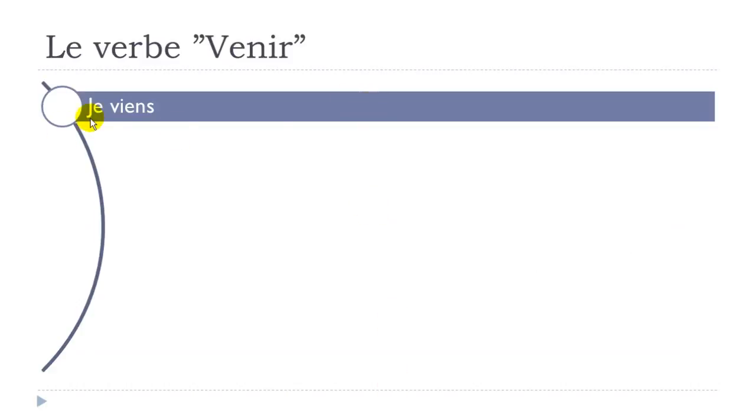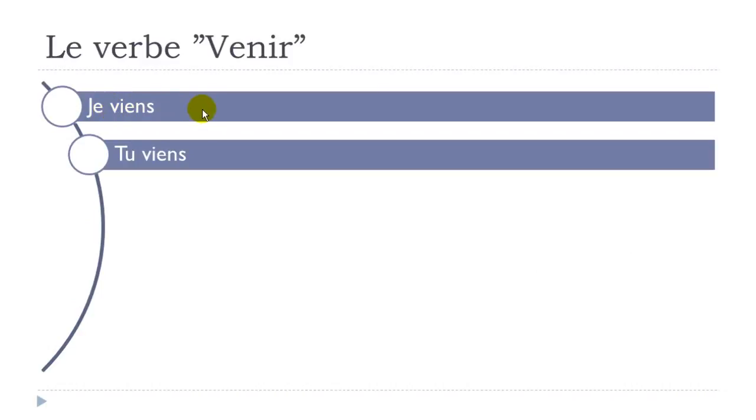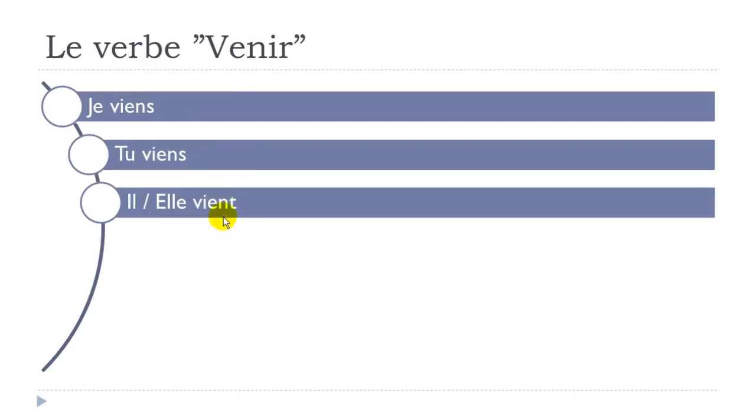First form, je viens. Final S not pronounced. Je viens. Remember, I-E-N, ien. Je viens. Okay. Tu viens. Final S not pronounced. Tu viens. Okay. Then il, elle, vient. Final T not pronounced. Il, elle, vient. Okay. So, je viens, tu viens, il, elle, vient. Phonetically, it's the same form.